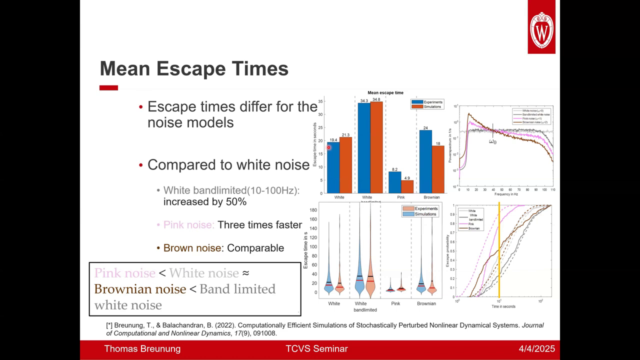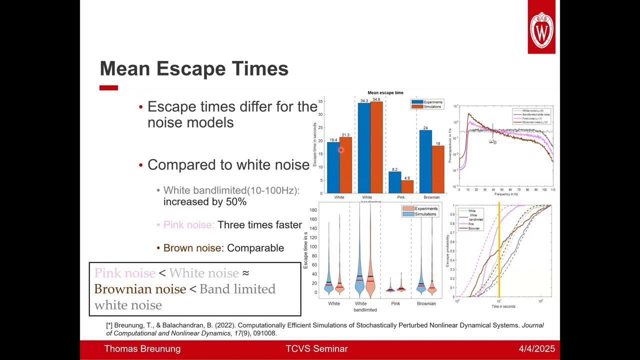If we look at the pink noise model, where the intensity is frequency dependent, then we see that there's a drastic reduction of the mean escape times. Whereas if we have another frequency noise model, the Brownian noise, where the intensity is also frequency dependent, here seen on the right hand side, we see that the mean escape time has not changed much compared to the white noise case.